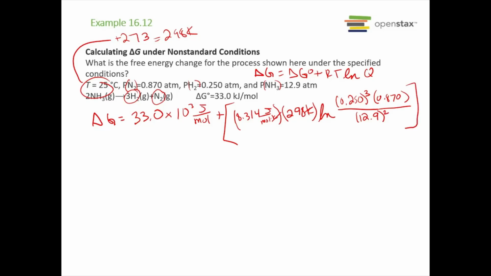So once you punch all this into your calculator and simplify it down, you're going to get 9,680 joules per mole. And this is a positive value of delta G, it's greater than 0, so this is non-spontaneous at these conditions. Your book is really obsessed with non-spontaneous conditions, apparently.